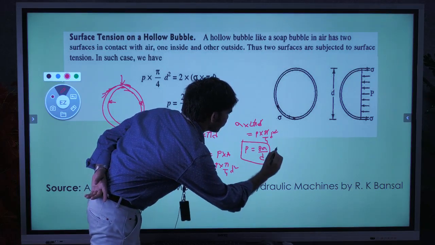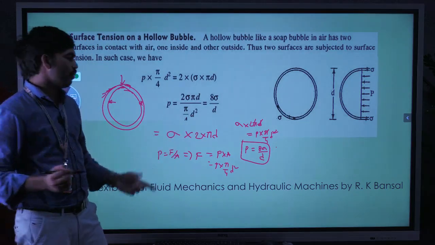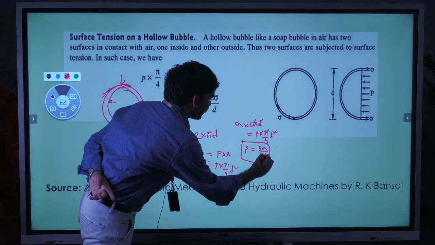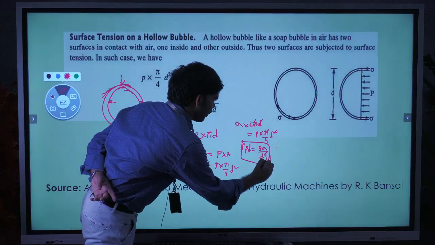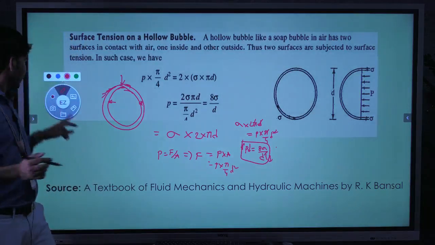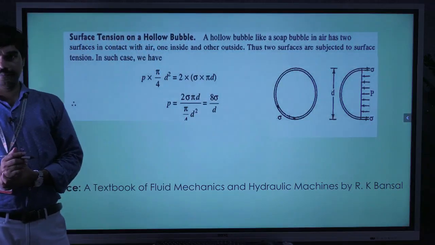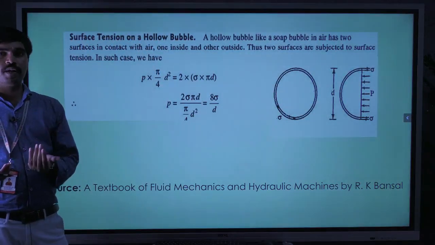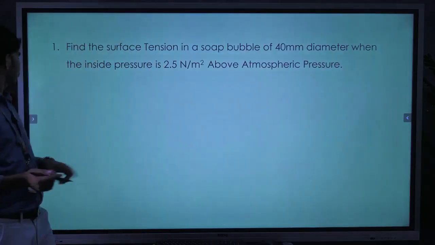So this is the expression for pressure inside a soap bubble. Similar relation: if diameter increases, pressure will decrease. If the pressure increases, diameter will decrease. I hope you understand the expression for both a liquid droplet and a soap bubble. Now we will try to solve numerical problems.